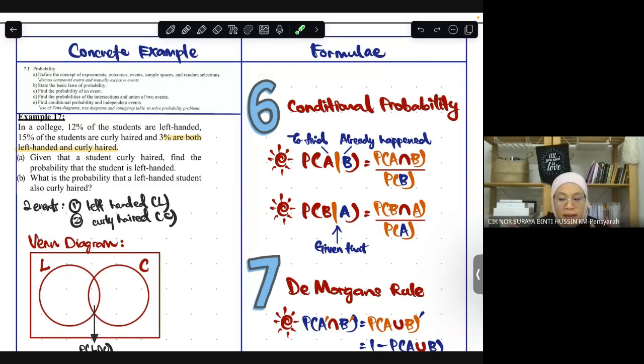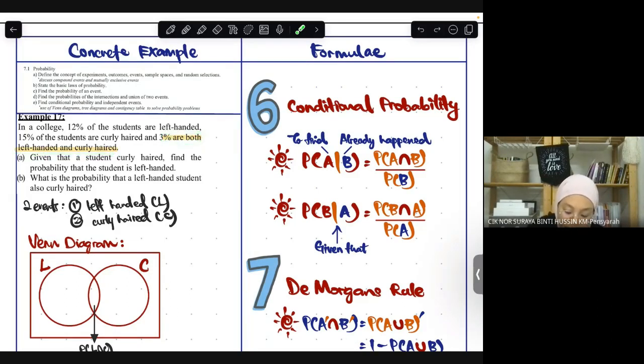But in exam you gotta be creative. Pilihlah salah satu sahaja yang dirasakan paling mudah. So keluarkan 2 information. Kita ada 2 info sahaja. One is left-handed, labelkan dia sebagai L. Dan lagi satu curly head, you can label it as a C, curly head. And then dia kata 3% both left-handed and curly head.